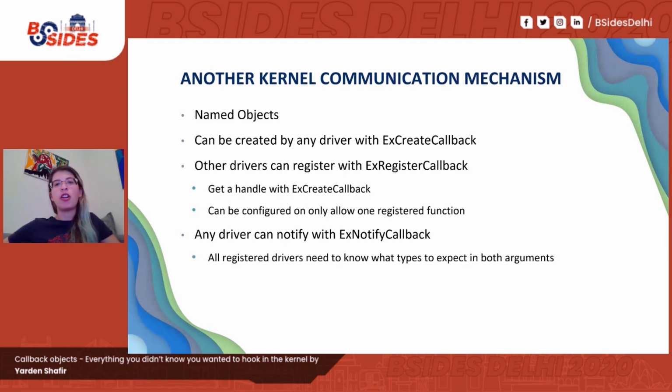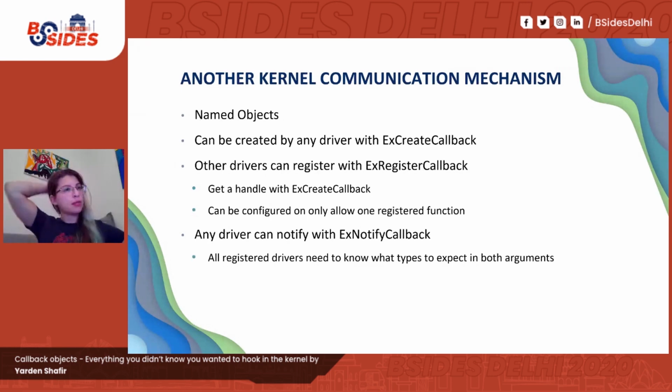Now, callback objects are a slightly different thing. They're an actual object, like a file, like a process, like a symbolic link. They're one of about 70 different object types in the system. And they're named. When you create a callback, you can choose a name for it or not. You don't have to. And that's how other drivers in the system are going to recognize it. And the thing that makes callback objects different from a few other communication mechanisms in the kernel is that anyone can create a callback, anyone can register for one, and anyone can notify one.